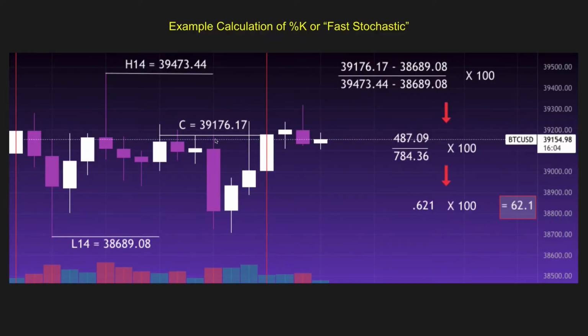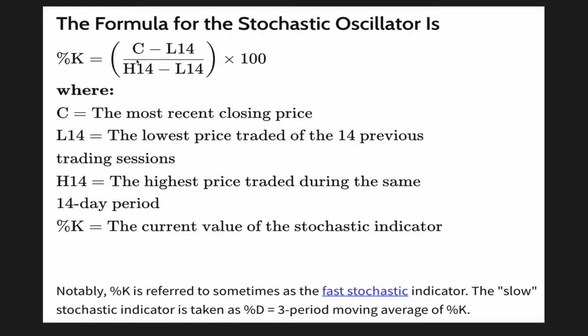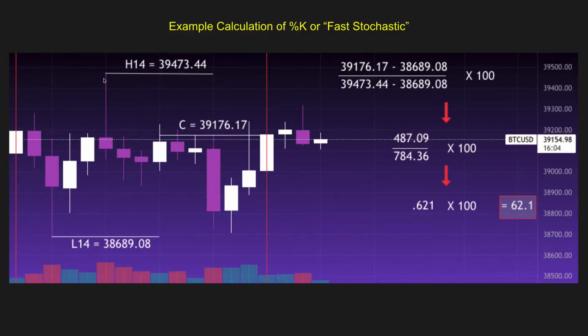Then we're going to subtract that by our lowest point in the past 14 candles. Here's our lowest point, 38,000. Boom, we input that into the equation. We have our close minus our lowest. Now we need to find our high minus our lowest, and we found our high up here. We input that into the equation, subtract it by our lowest point here. Now we simplify the equation down and we get 0.621 times 100, we get 62.